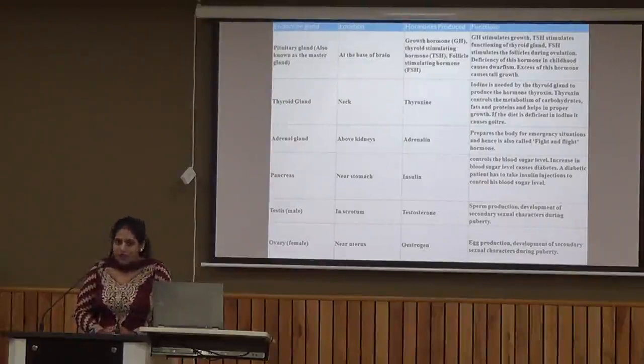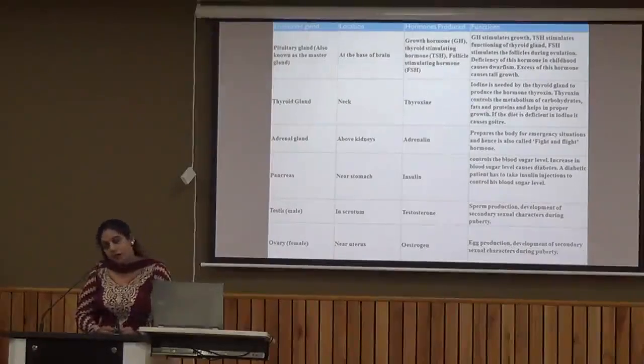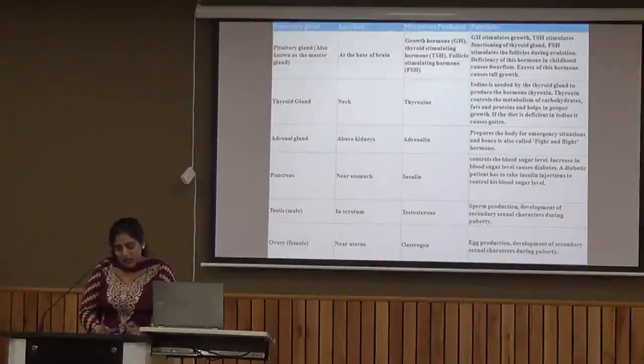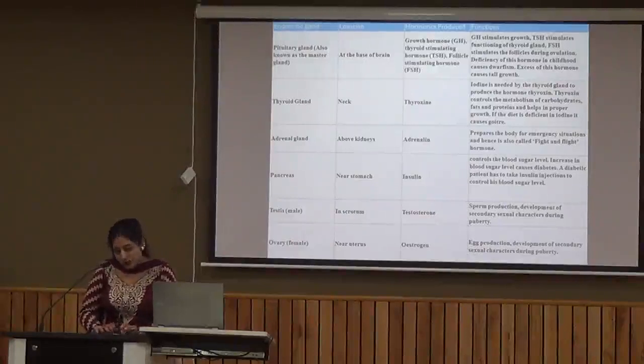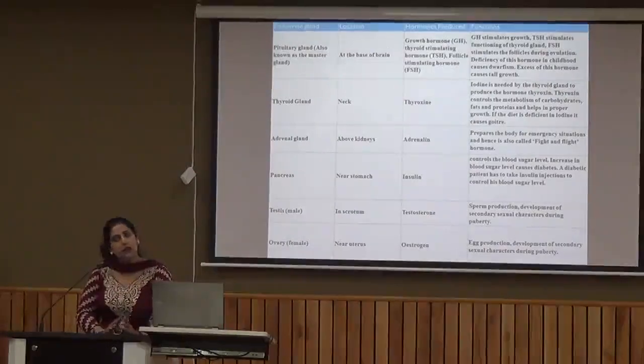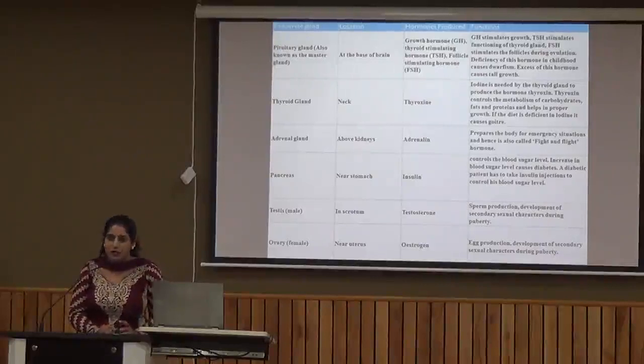The adrenal gland is above the kidneys. Adrenaline prepares the body for emergency situations. Pancreas: the location is near the stomach. Insulin is secreted and it controls diabetes. Testes, I told you, are present in males. Location, mainly in the scrotum. The hormone it produces is testosterone, which is responsible for sperm production and development of secondary sexual characters. Ovary, present in females. Location, near the uterus. Estrogen is the hormone produced by it, which is responsible for the production of eggs and the rest of the secondary sexual changes which take place.